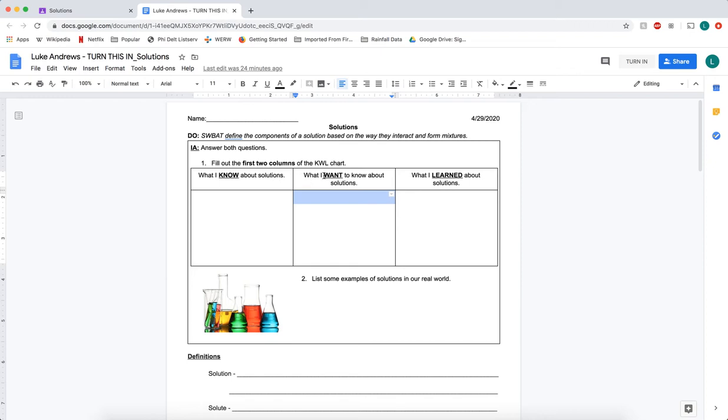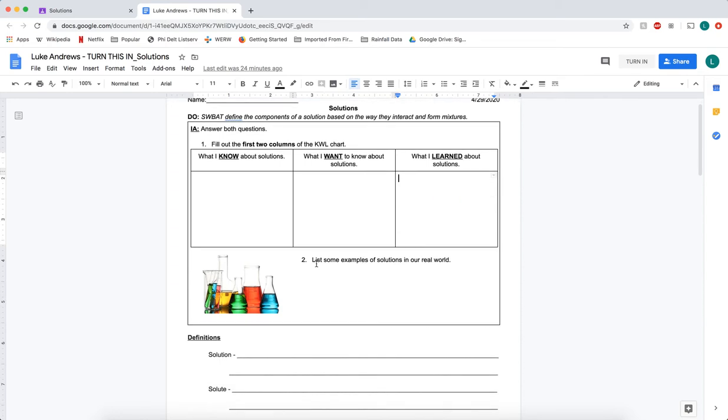Then what do we want to know? What can't you remember? What are you confused about? Why does this matter? Just what do you want to know? This will come back and do at the end of the lesson. So do you have any examples of solutions in the real world? I'm not going to give you any of these. You're going to come up with your own. So hit pause on the video and do these, and then unpause the video and continue. Okay.